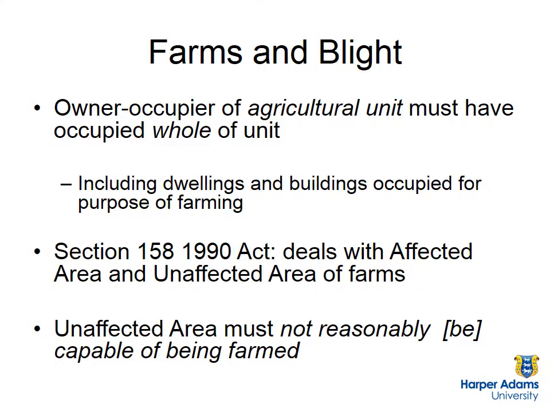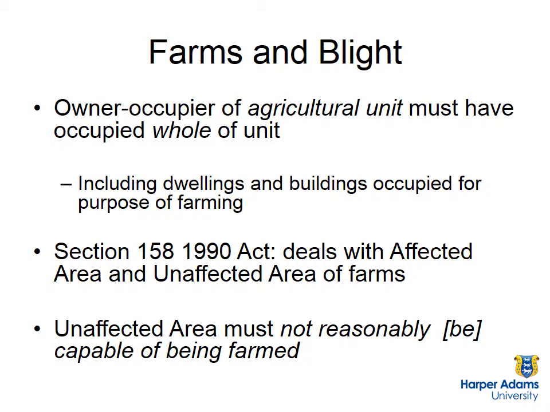First of all, for farms and blight, the owner-occupier of an agricultural unit, that's the person entitled, you might recall from presentation number 1, must have occupied the whole of the unit, and that includes dwellings and buildings occupied for the purpose of farming. So the first snag that you might encounter when dealing with blight on the farm is if the owner-occupier of the agricultural unit has sublet parts of it, granted licenses over part of the unit, and whatever. Section 158 of the 1990 Planning Act deals with affected areas and unaffected areas on farms.